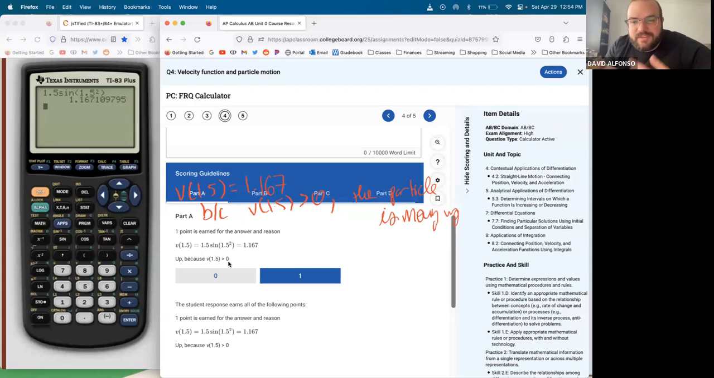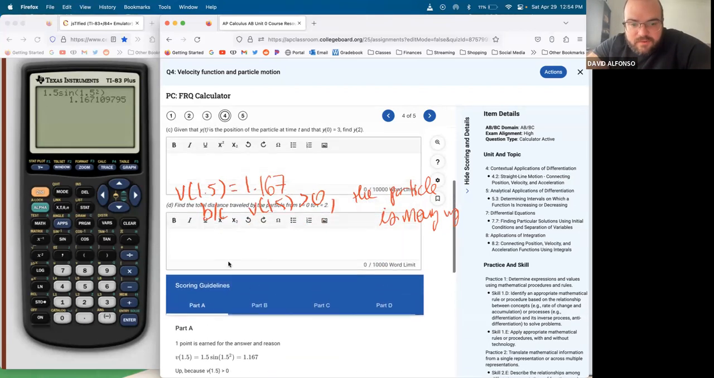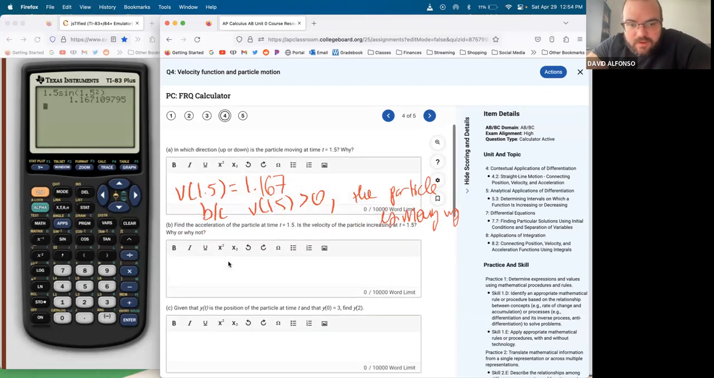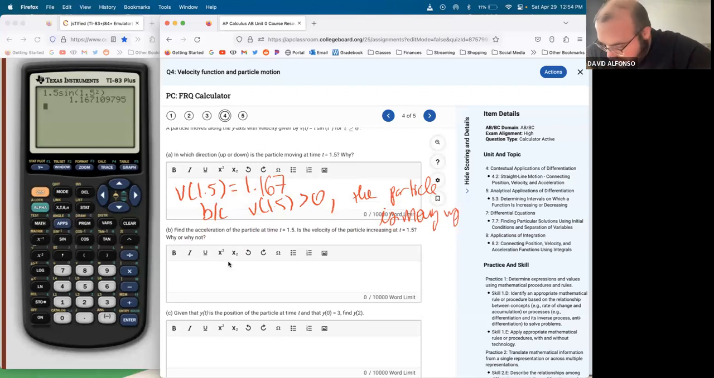V of 1.5, basically the same wording: because v is positive. So that's the first one. Any questions on that? Okay, so I'm going to assume I can move on.